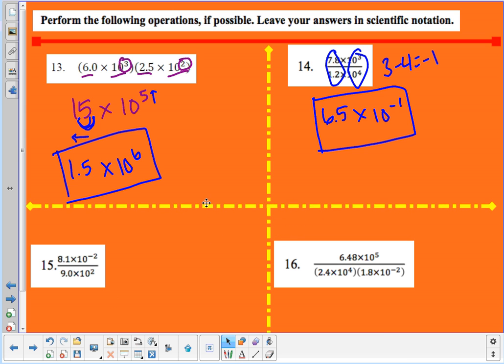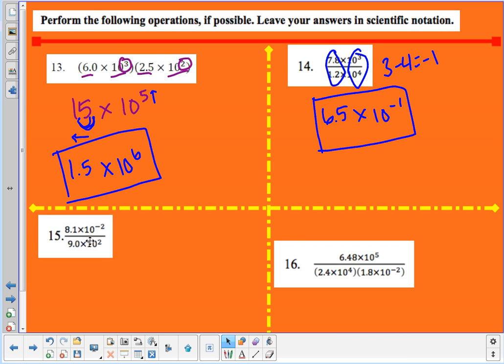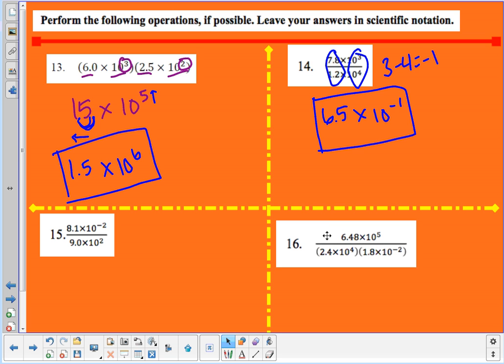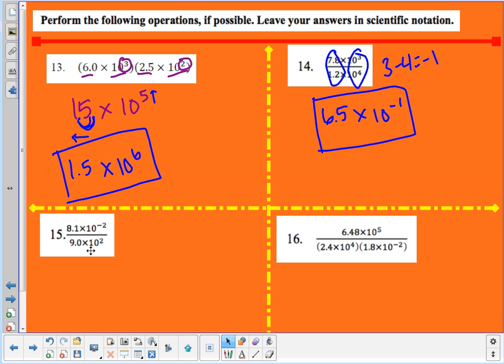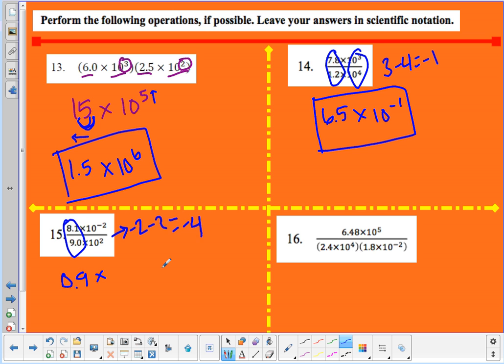So let's take a look at number 15. I have 8.1 times 10 to the -2nd divided by 9.0 times 10 to the 2nd. So divide your like parts. You've got 8.1 divided by 9.0, which gives me 0.9 times 10 to the -2nd over 10 to the 2nd. Here, -2 minus 2 is -4. So that's times 10 to the -4 power.